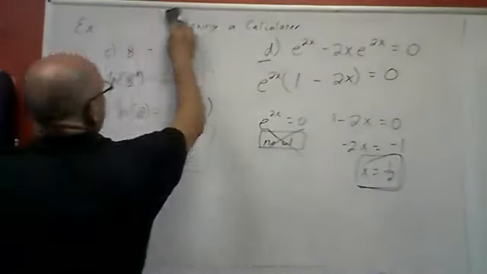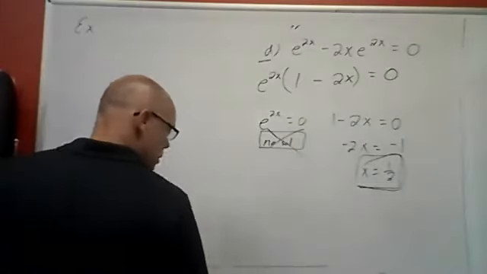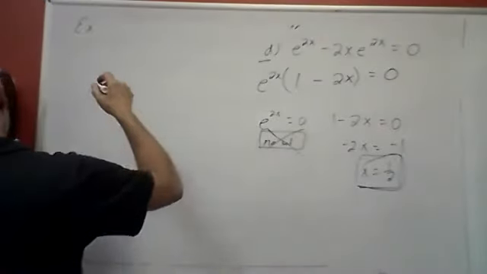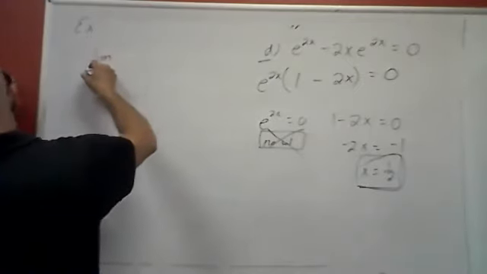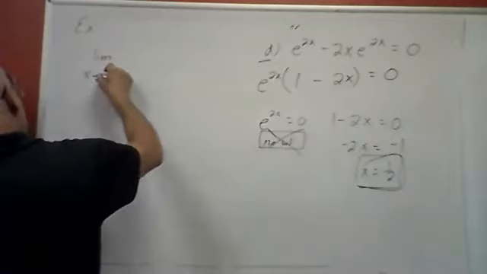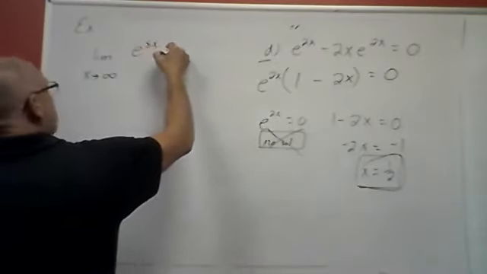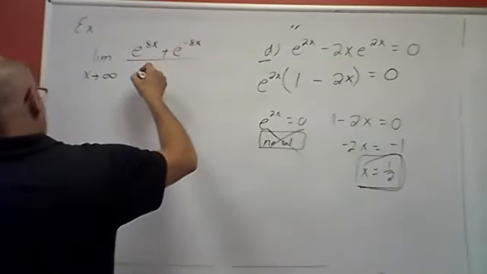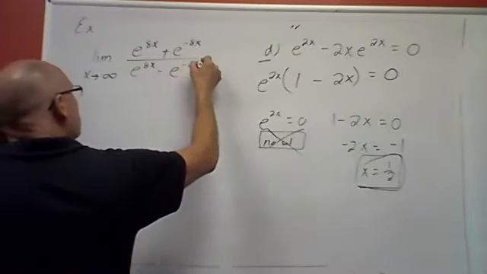All right, and finally we come to our last example for this section. This short section is part of the class period today. The other part is going to be the first part of section 2.1. Suppose I have the limit as x approaches infinity of e to the 8x plus e to the negative 8x over e to the 8x minus e to the negative 8x.